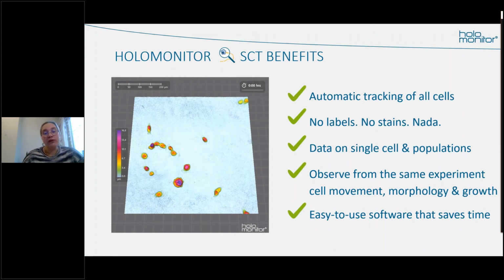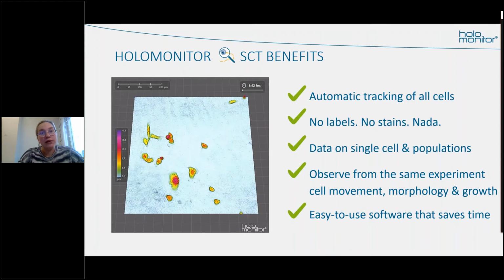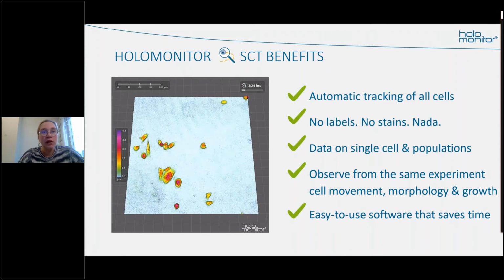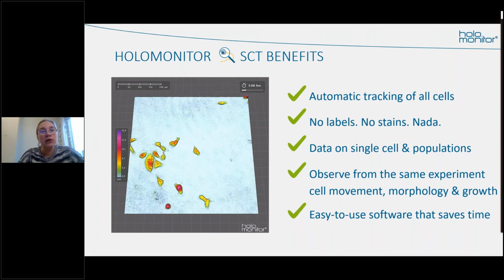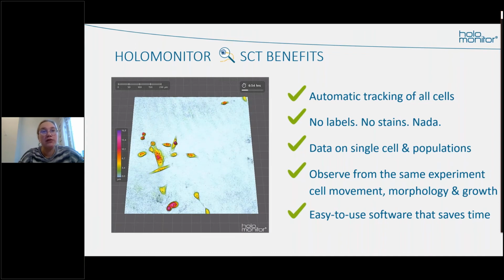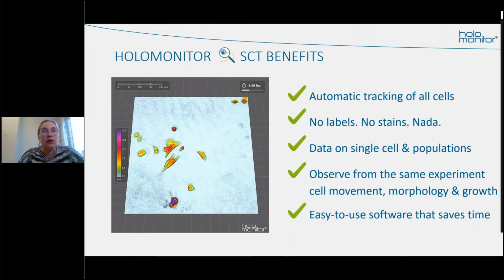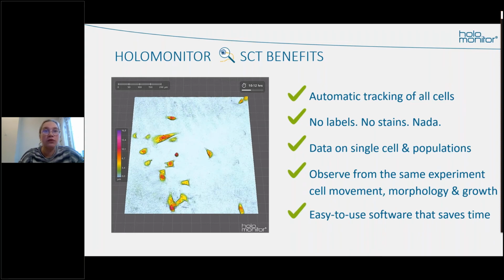Now we will continue with looking a bit closer into the different outputs HoloMonitor Single Cell Tracking Assay can give you. For example, cell movement and cell morphology. And this is an example video from the HoloMonitor system where you can see how cells move, but also morphological changes.